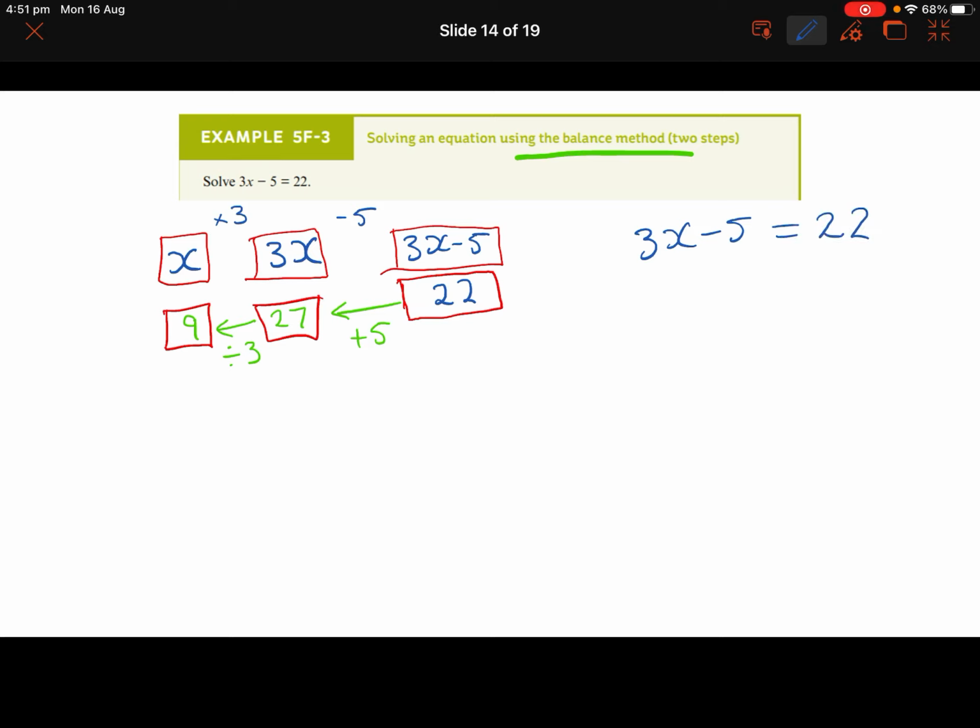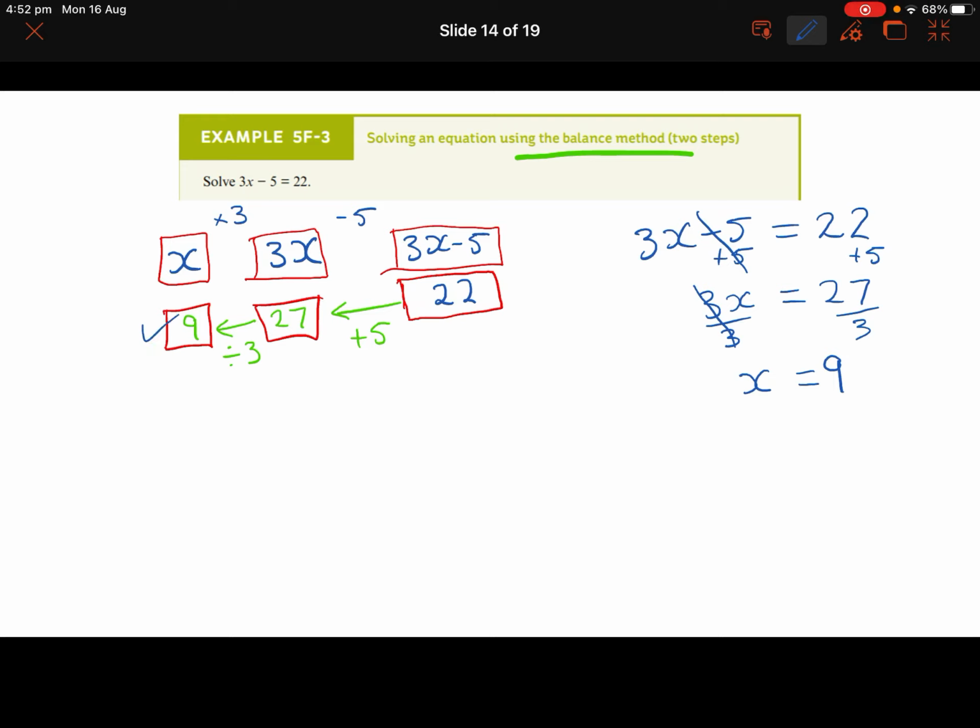Because we're really good at the flowcharts now, we know that we have to use the inverse operation to get rid of the 5. So instead of minus 5, we plus 5 to both sides. That cancels out, so we're left with 3x, which equals 22 plus 5, which is 27. A 3 next to a letter means times, so it's actually saying 3 times x. The opposite of times is divide, so we have to divide both sides by 3 to cancel that out. So x equals 27 divided by 3, which is 9, which is what we got over here.